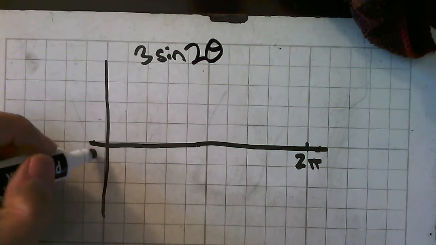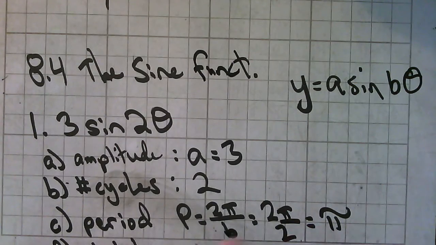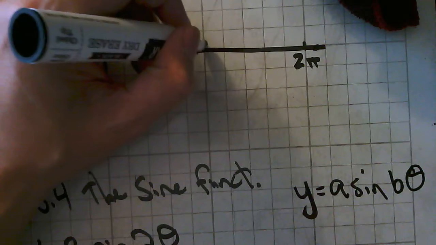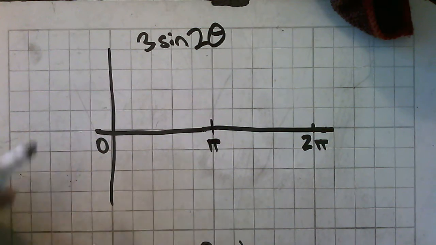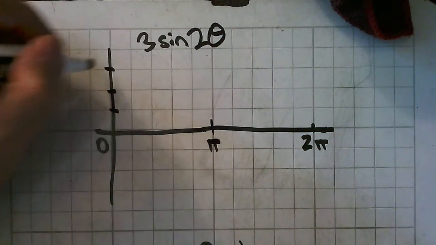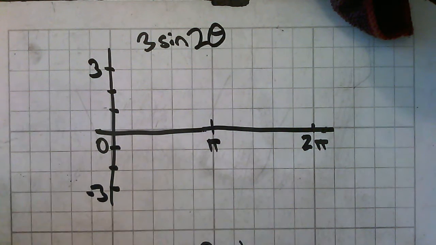Okay, so we're usually going to graph from 0 to 2 pi. From our example below, we know that our period is pi. So we're going to start with this one, right? Our period is pi. It's going to reset over here, and then we're going to have 2 cycles. Our amplitude is 3, so it's going to go from 3 to -3.